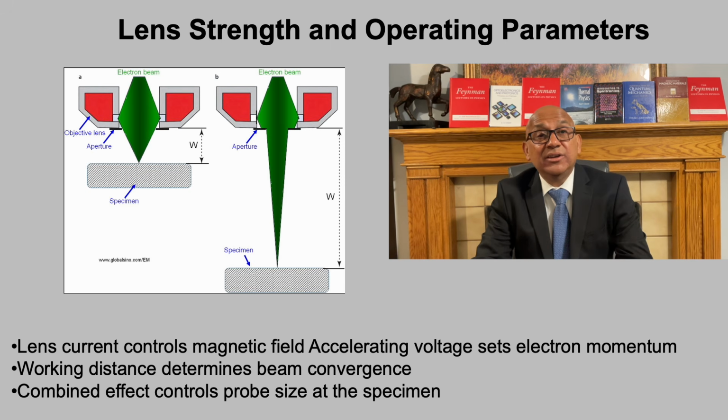Another critical parameter is the working distance, which is the distance between the objective lens and the specimen. A shorter working distance allows the beam to converge more tightly at the sample surface, producing a smaller probe. Increasing the working distance relaxes the convergence and increases the probe diameter. In practice, the final probe size is determined by the combined balance between lens current, accelerating voltage, and working distance. Optimizing these parameters is central to achieving high resolution or high signal, depending on the imaging goal.